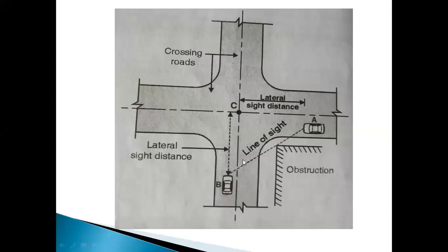This is the diagram of lateral sight distance. Now see the cursor. It is the lateral sight distance from vehicle A and vehicle B, and the line of sight from vehicle B to point C is the lateral sight distance, and from vehicle A to point C, it is the lateral sight distance.